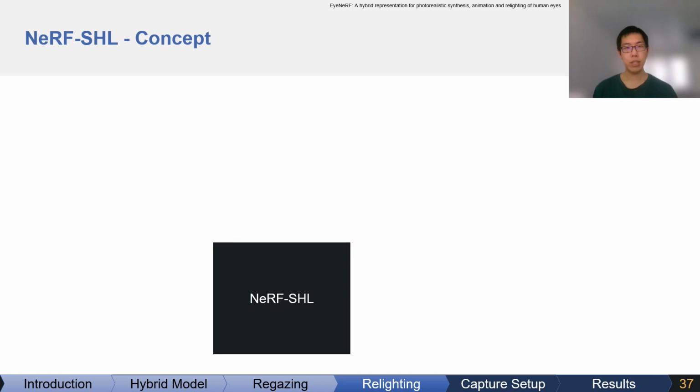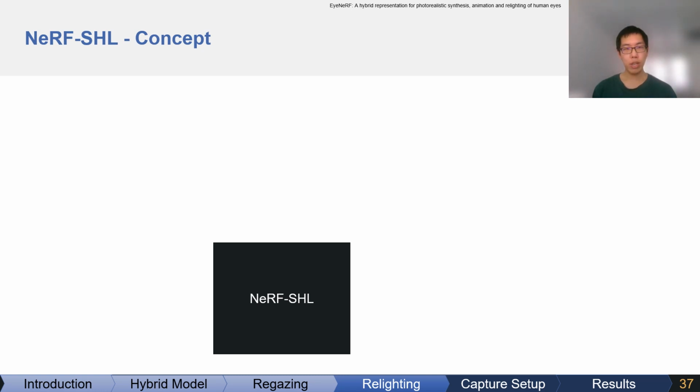This leads to our second main contribution, our spherical harmonics-based lighting method for NeRF and NeRF-like methods, which we denote as NeRF-SHL, or NeRF with spherical harmonics lighting. I'll explain a bit more about the spherical harmonics part in a bit, but let's look at how it works a bit more generally first.